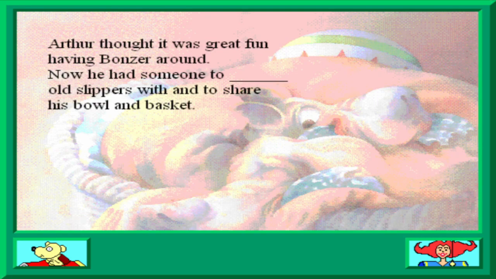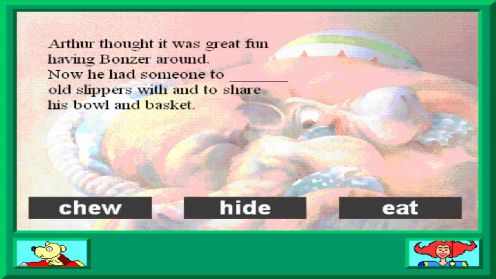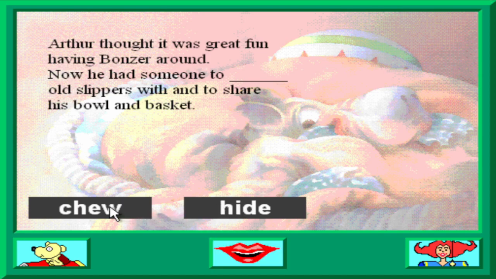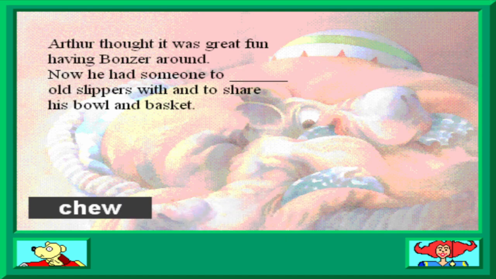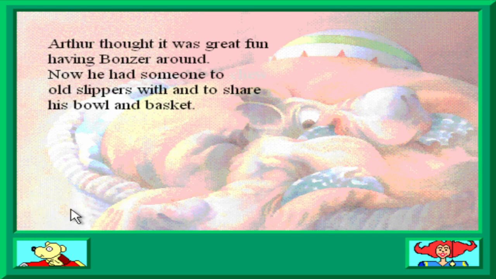On this page, some words are missing. Look at this sentence and listen carefully. Now he had someone to blank old slippers with and to share his bowl and basket. One of these words is the missing word. Click the missing word. Eat. No, Arthur didn't want Bonzer to really eat the slippers. Try again. Hide. No, Arthur didn't want Bonzer to help hide slippers. Try again. Chew. Yes, both Arthur and Bonzer would chew old slippers together.